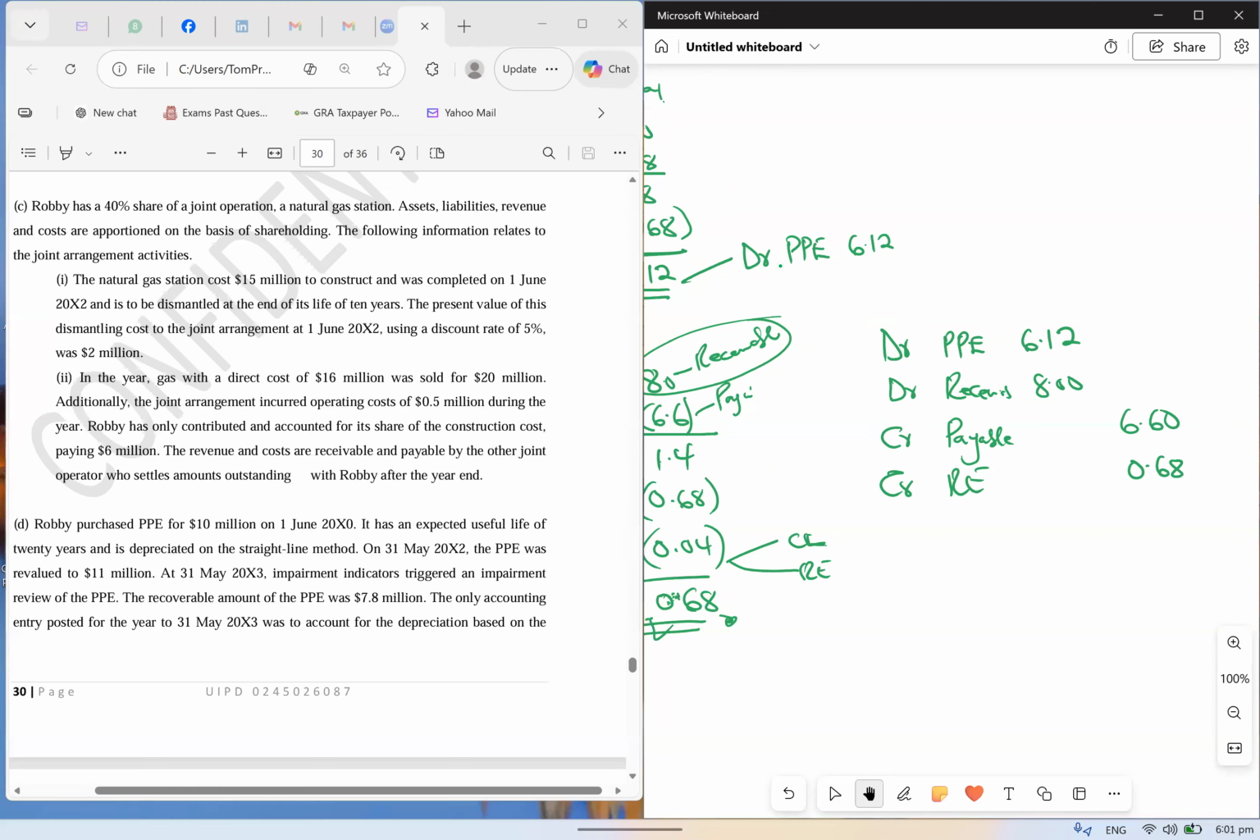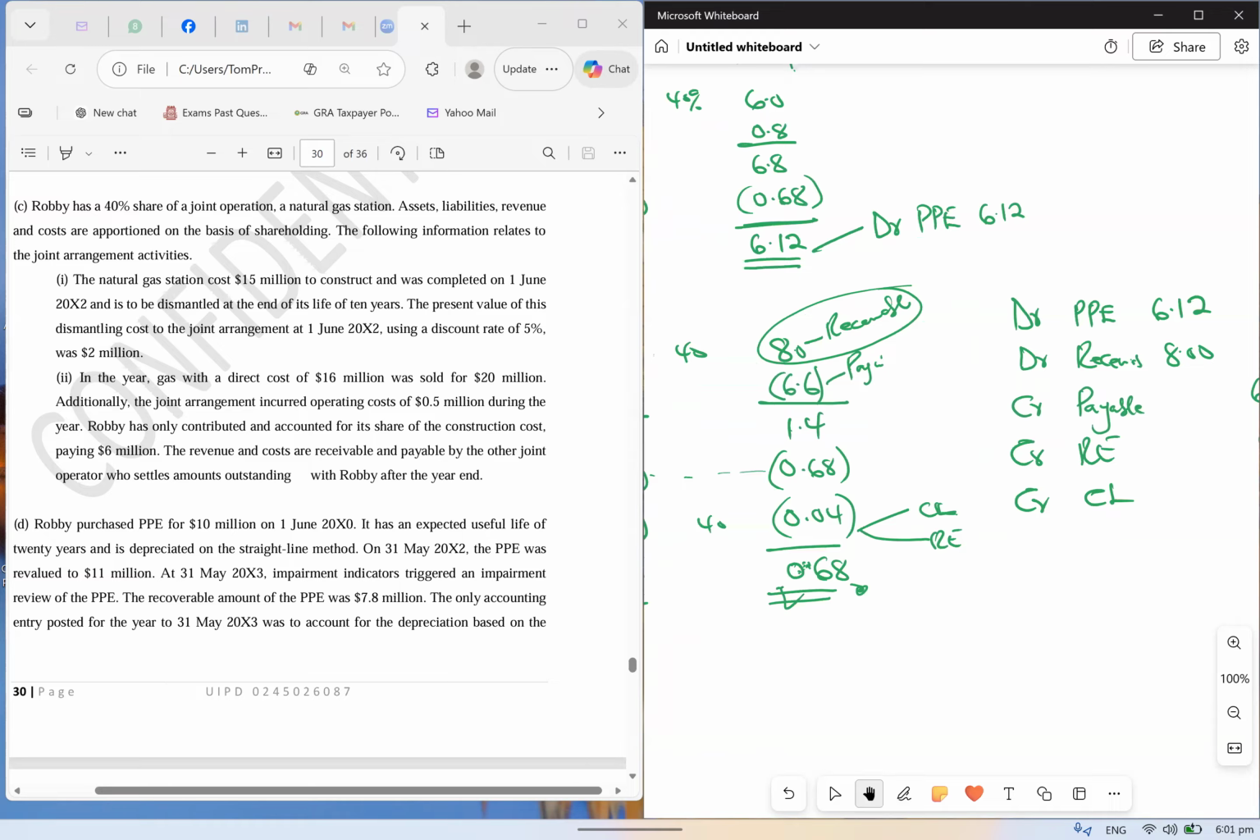We have an unwinding to do. The PV in itself is a liability. Anytime you do a PV, the PV in itself is a liability. So the unwinding that you did, which was 0.04, we have already subtracted from the retained earnings. So we are left with the unwinding. Let unwinding go to CL, 0.04. So take note of that.